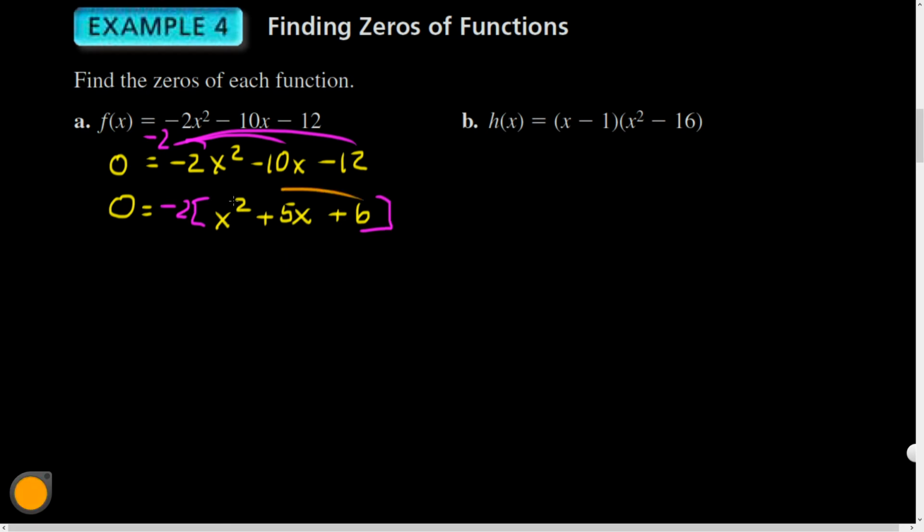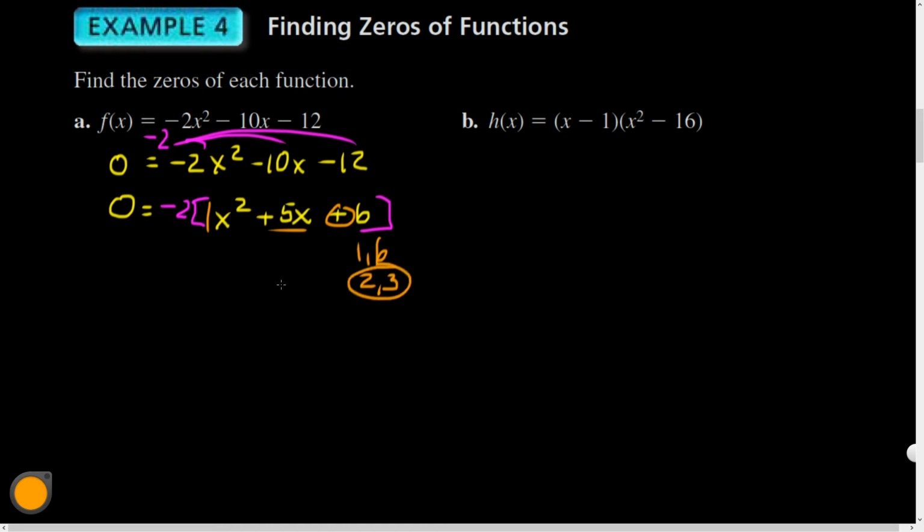Now this yellow part is further factorable. Its leading coefficient is 1, so I don't have to do the AC method, although I'm perfectly allowed to. I'm going to find the factors of 6 and which of those add to be 5.